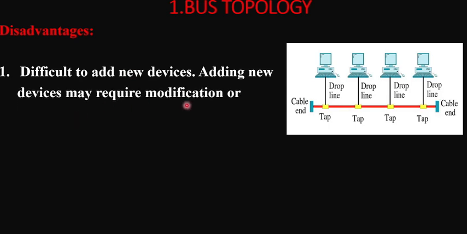So adding new devices may require modification or replacement of the backbone cable. Suppose instead of these 4 computers, you want to connect 10 computers. Then you need to replace this red color long cable and use a new, bigger one so that 10 computers can be connected. So you need modification or replacement of the backbone cable. That is a disadvantage of using bus topology. You can't add new devices easily. You need to replace the cable to add more devices.